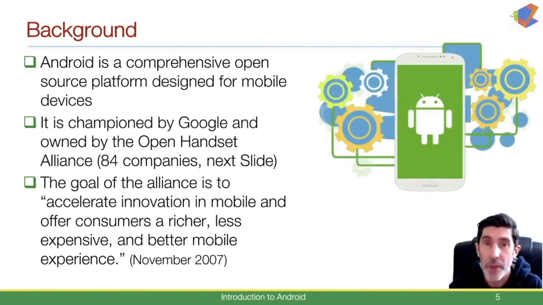So to begin with, a little bit of background. Android is a comprehensive open source platform designed for mobile devices. It's championed by Google and owned by the Open Handset Alliance, the OHA, right? The next slide will give you a breakdown of a lot of those companies. But essentially it's 84 companies that all got together, and the goal of that alliance is to accelerate innovation in mobile and offer consumers a richer, less expensive and better mobile experience.